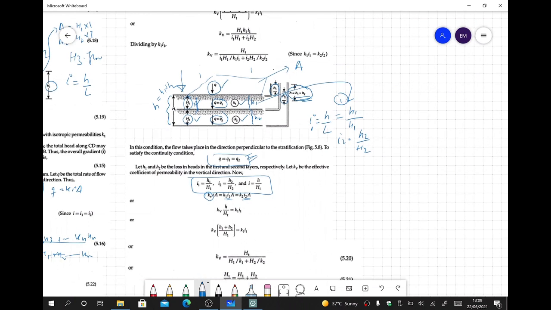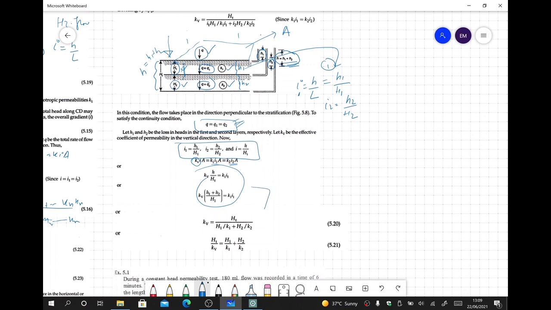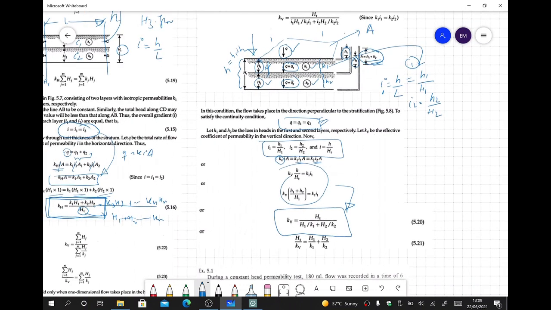From derivation, we can prove, we don't need to go into the derivation, but this is the final equation in case of vertical permeability. That is, vertical permeability is equal to total thickness of the system over H1 over K1 plus H2 over K2. So you have to remember both of the equations, because a lot of numericals can come in your exam where you have to find out the permeability of the system. And trust me, I often mix them. So make sure that you remember the permeability formula for a horizontal flow case, and the permeability formula for a vertical flow case.